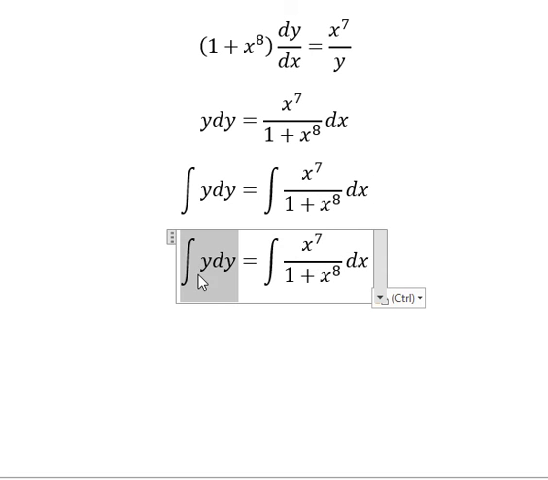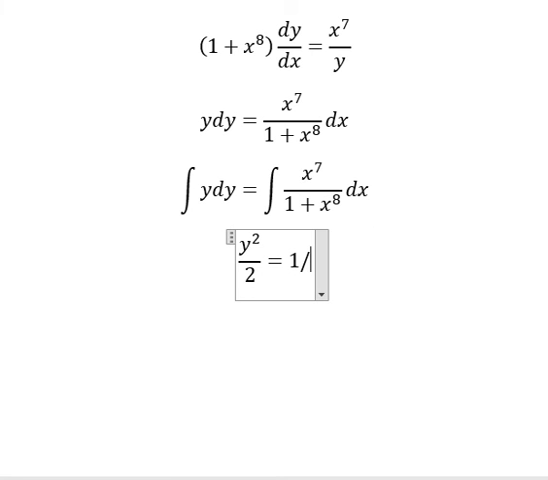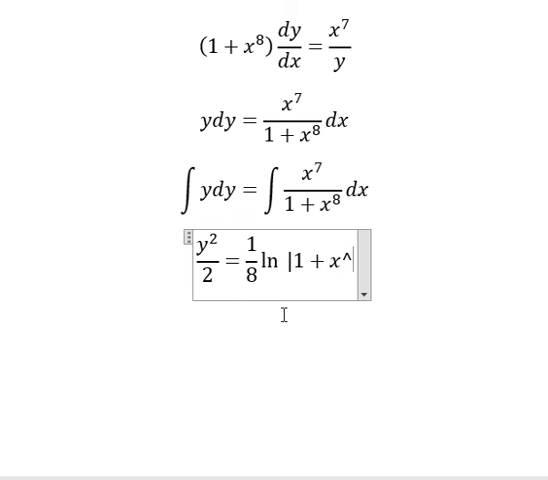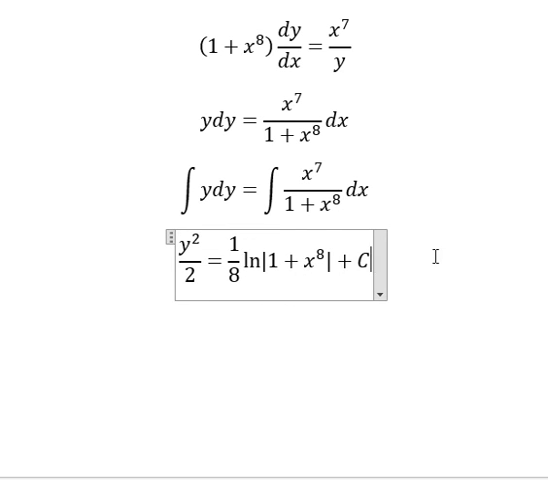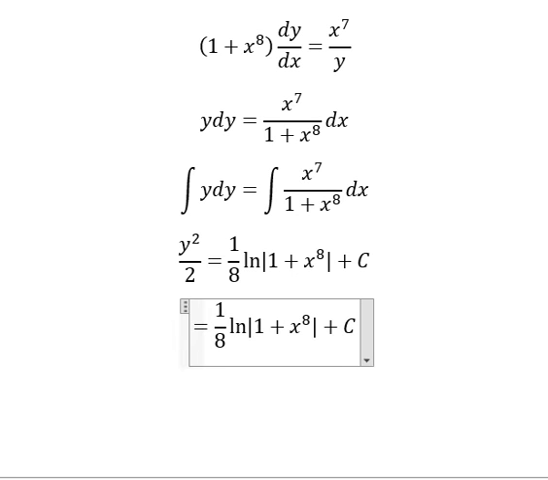So the integration of this one, we have y squared over 2. This one, we have 1 over 8 ln of the absolute value of 1 plus x to the power of 8. And I will put a c. After that, we multiply both sides by 2.